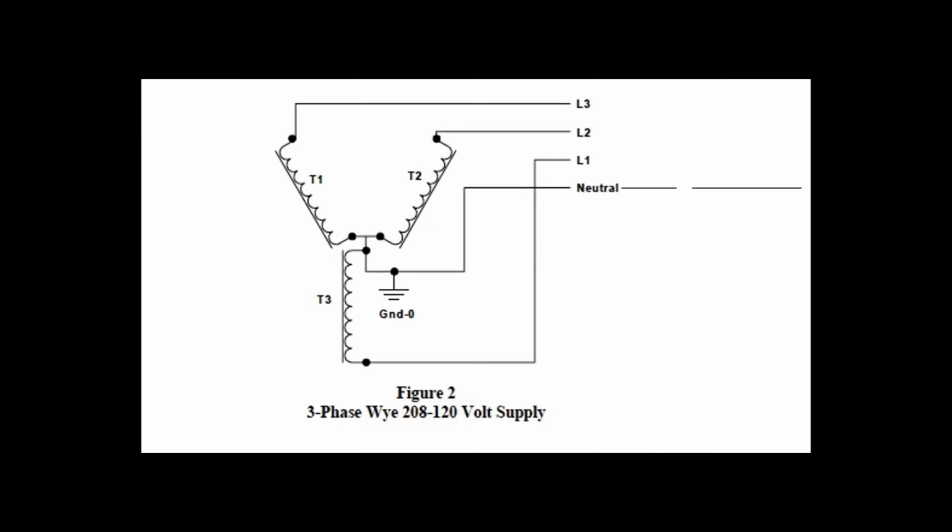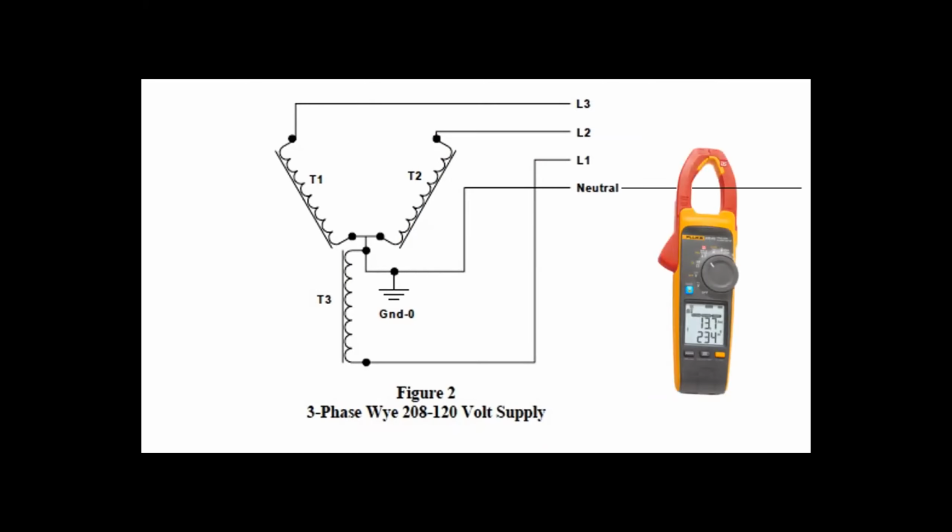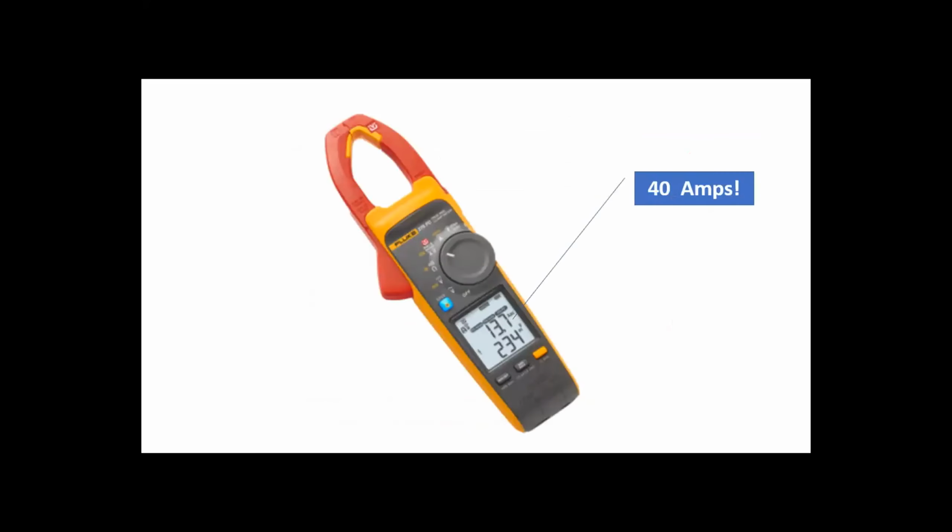And I said, well, let's do one more check. Let's check what's on the green wire, the neutral. He said, well, we're never going to see anything there, right? It ought to be no current at all. So we put our clamp-on meter on that line, and sure enough, 40 amps. Whoa.